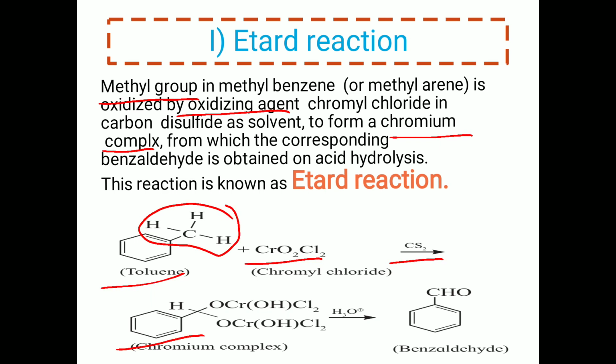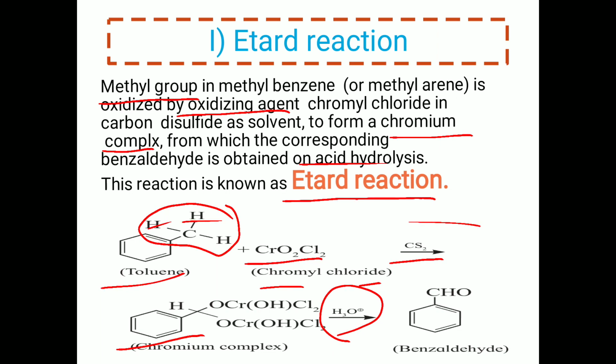For this, it is found that 2H is removed by the chromyl chloride, from which we get the corresponding benzaldehyde on the acid hydrolysis reaction. Here there is also the acid hydrolysis reaction, and we then again get the benzaldehyde, and this type of reaction is known as the Etard reaction. It is a named reaction in which the methyl group on the benzene ring is converted into the aldehydic group.